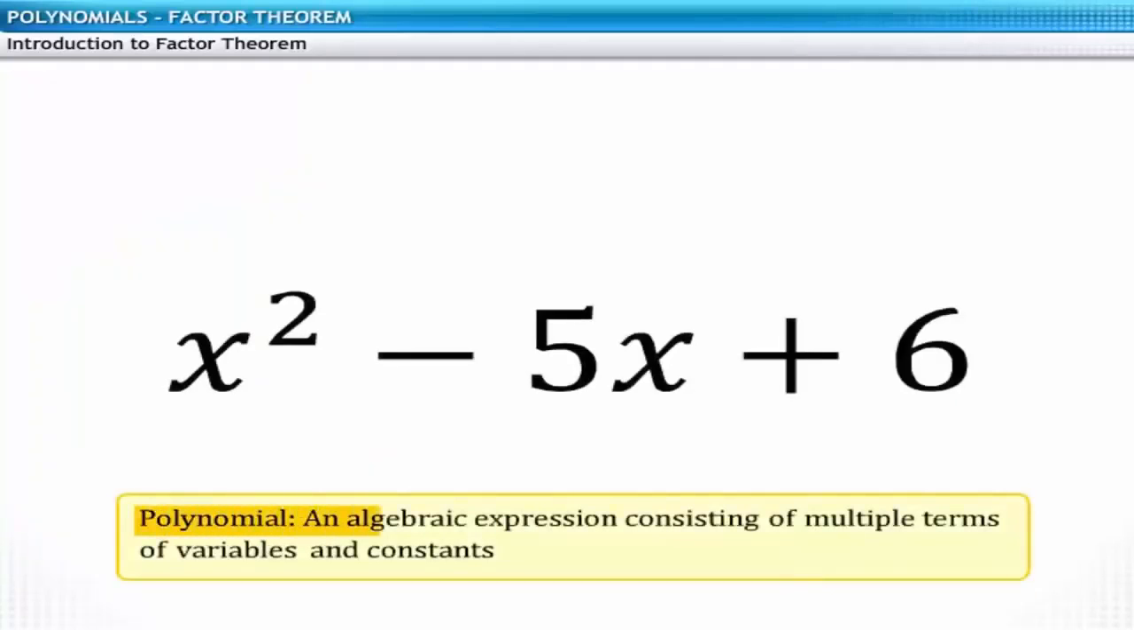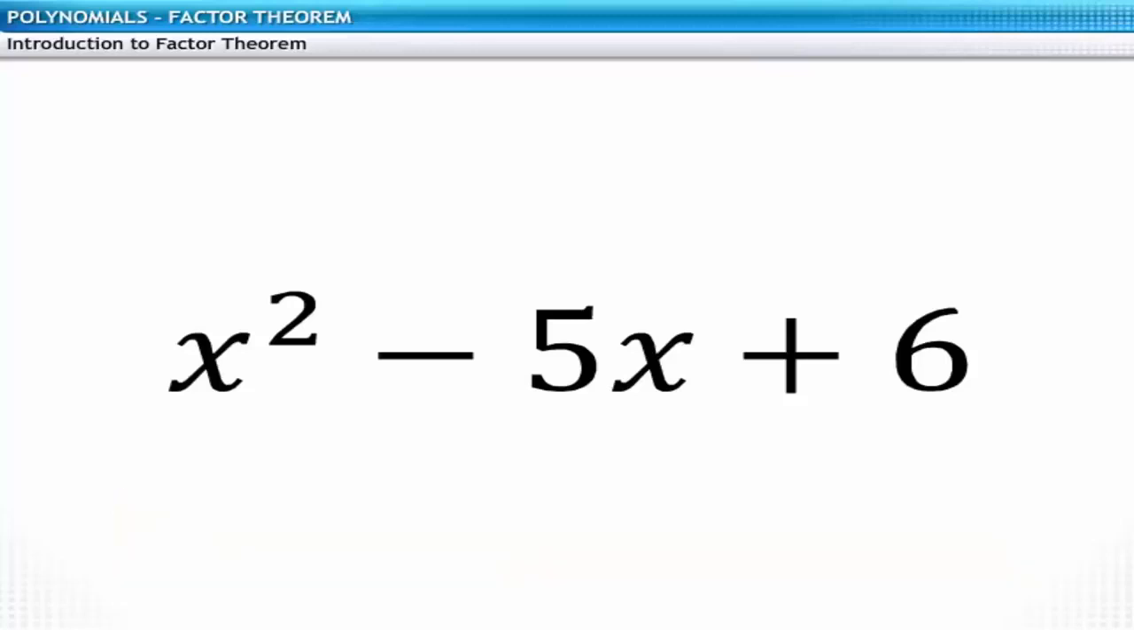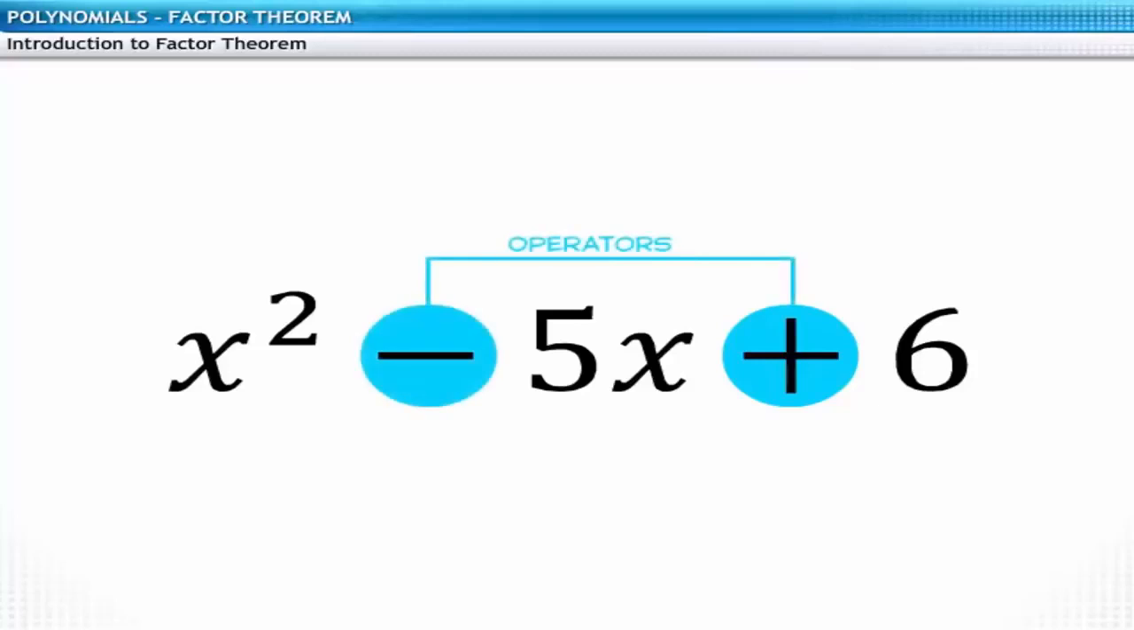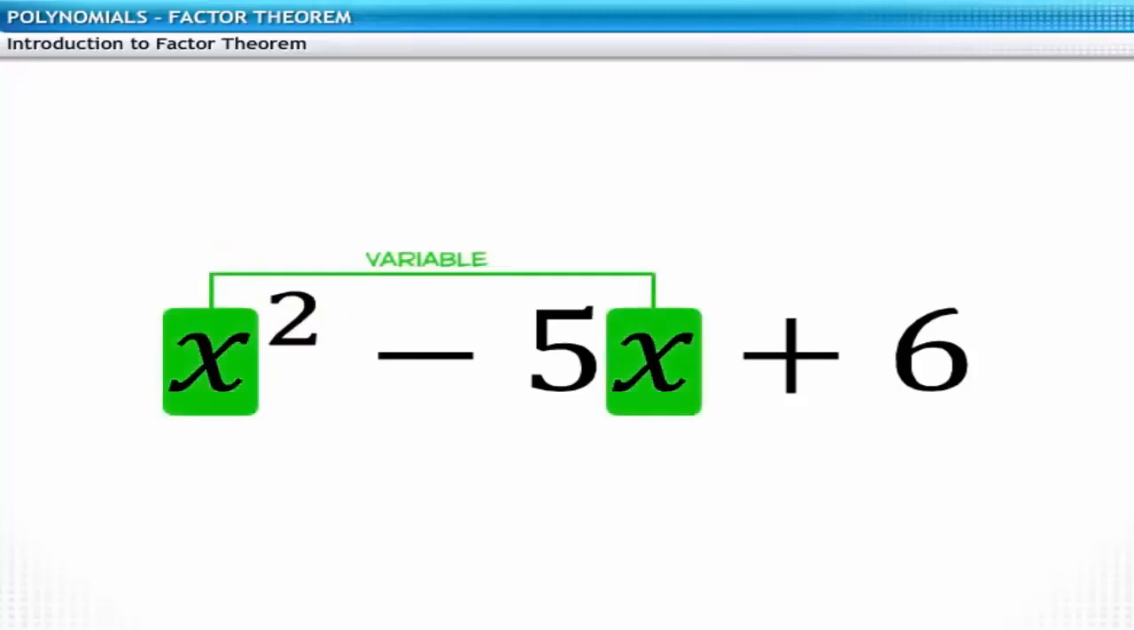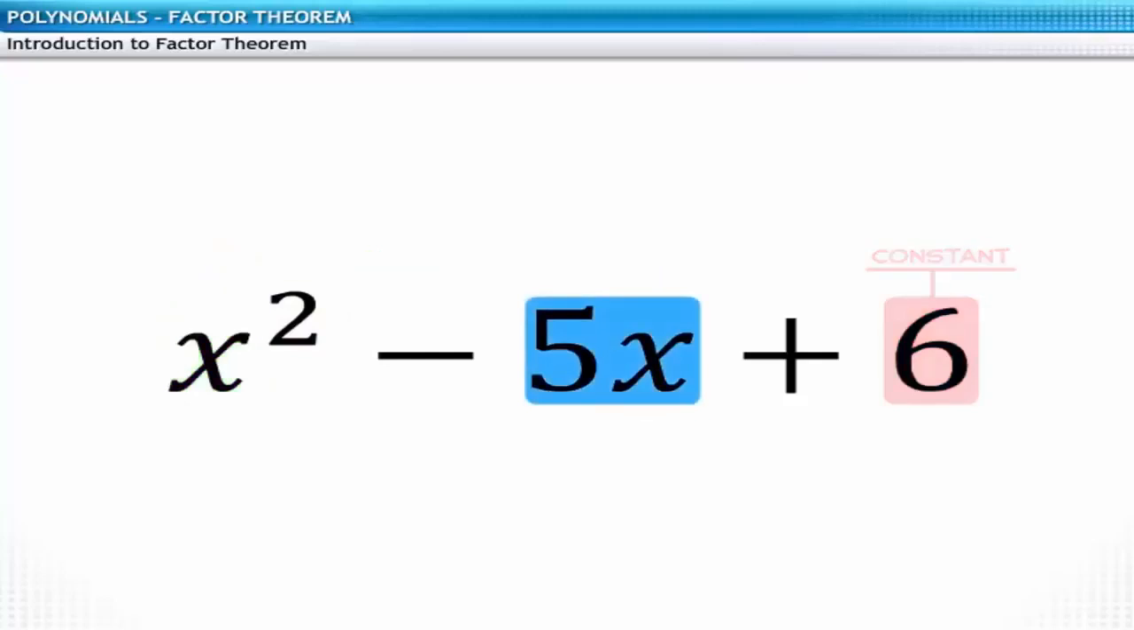A polynomial is an algebraic expression consisting of multiple terms of variables and constants. These terms are combined by using mathematical operators: addition, subtraction, and multiplication. The exponents of variables must be whole numbers. A term can be a variable, a constant, or a product of the two. A real number that precedes the variable is called the coefficient. The variable of this polynomial is x.